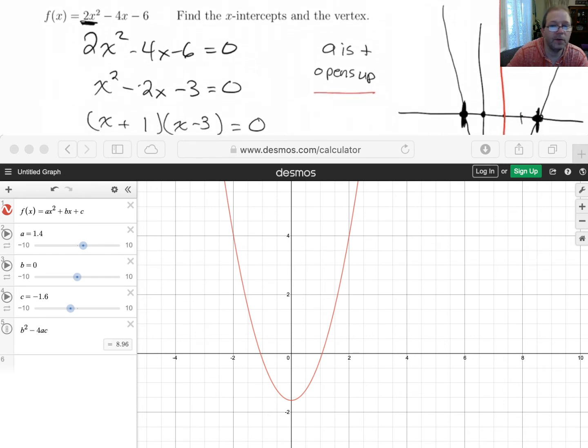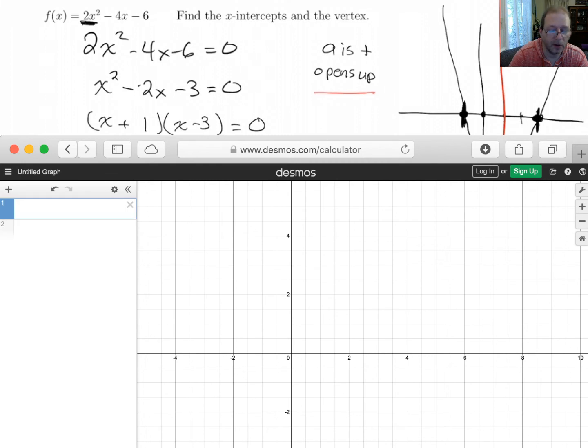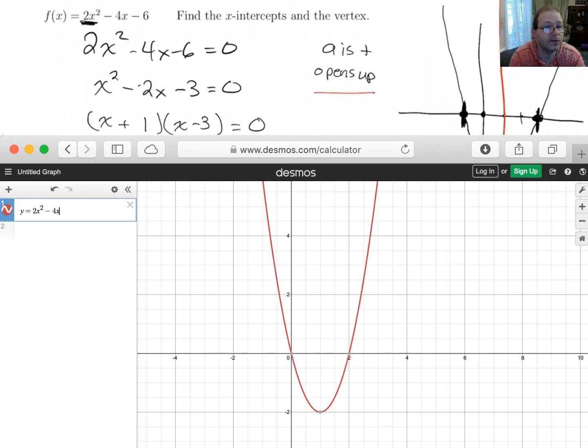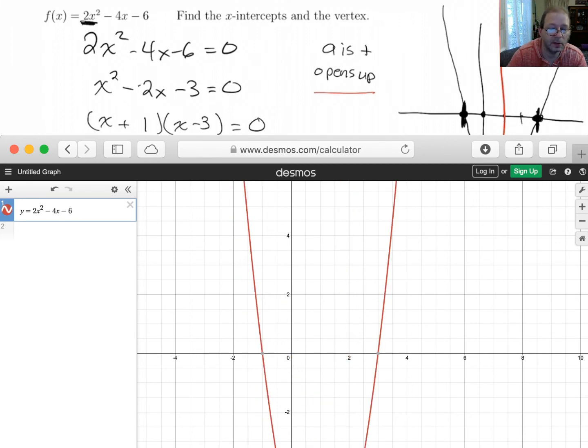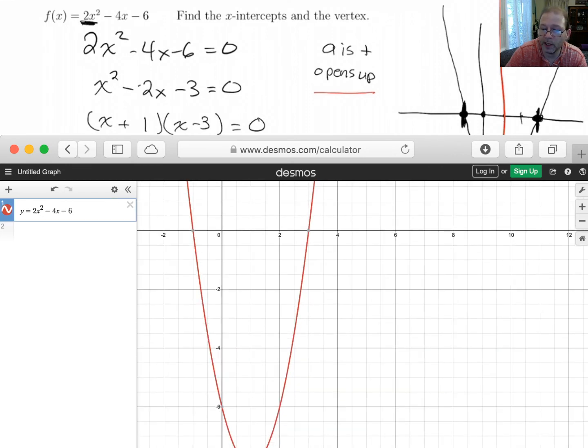Now let's check this on Desmos. I'm going to delete all this stuff and just put in y equals 2x squared minus 4x minus 6. We get this. Sure enough, there's an intercept there at -1, 0. Another intercept over at 3, 0. And my vertex down here is 1, -8.